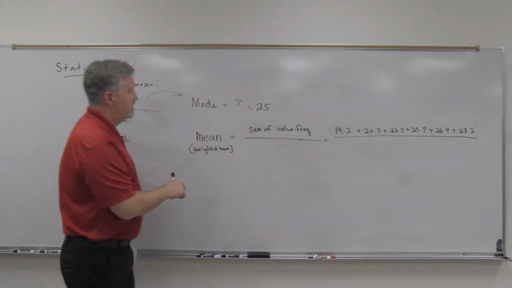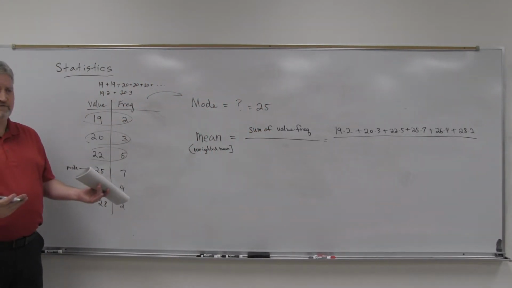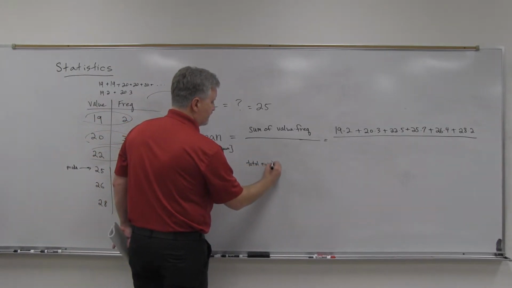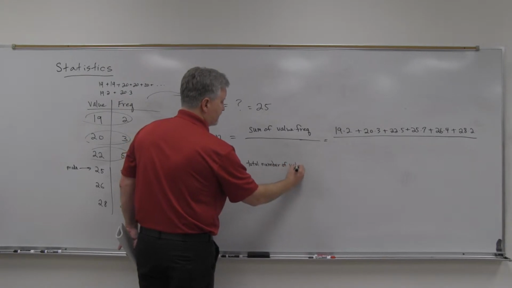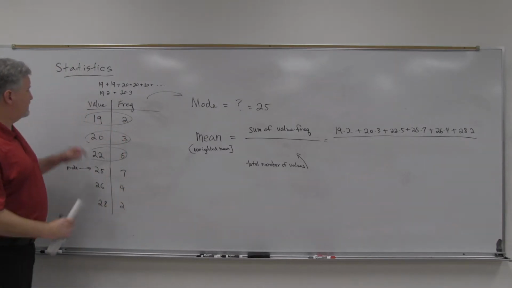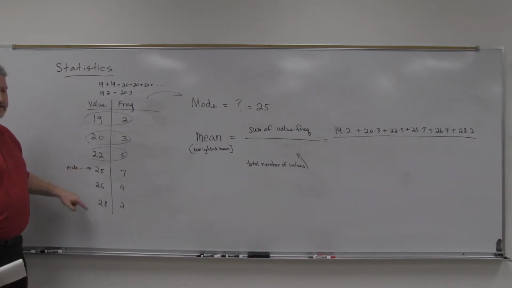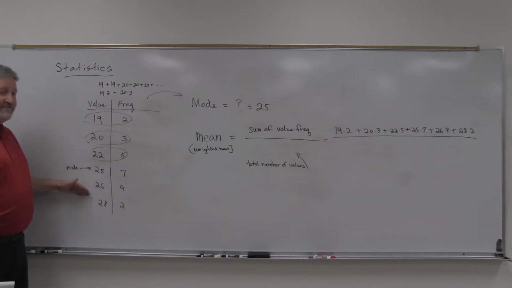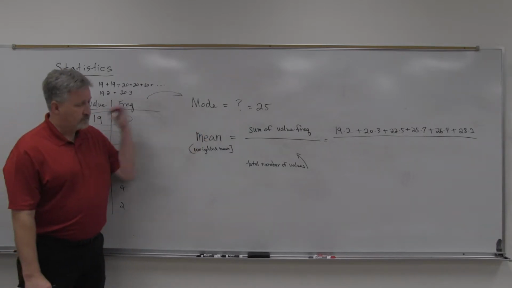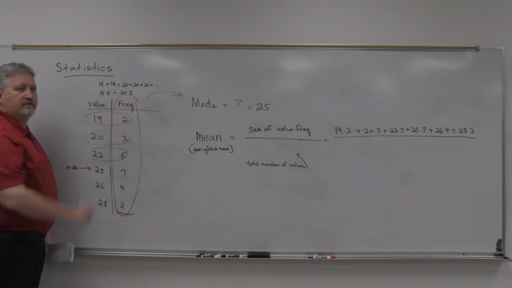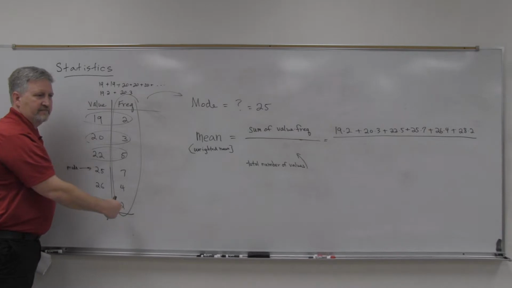Now the other thing is, when I do the mean, I divide by the total number of values. Well, the total number of values here is not 1, 2, 3, 4, 5, 6 values, is it? Because each of these values has more than one of each, right? So no, when I do it from a frequency distribution, the total number of values is going to be the total of this column, isn't it? It's the frequency column that I add up.